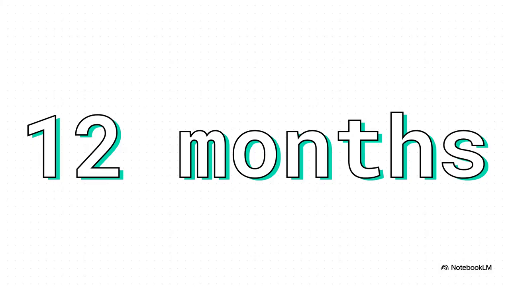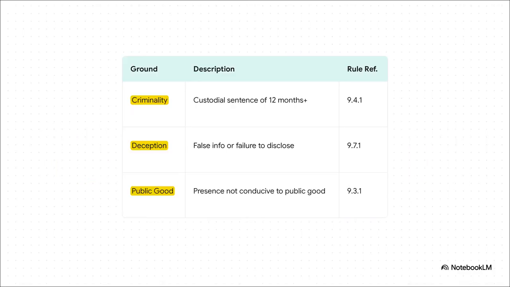Now, when it comes to a mandatory refusal, the rules can be brutally black and white. Take this number, 12 months. It might look random, but it's not. It's a hard line in the sand, and it's related to one of the most serious grounds for refusal, criminality. This table shows you exactly what that means. If an applicant has ever received a prison sentence of 12 months or more, their application must be refused. There's no gray area, there's no room for discretion. The same hard line applies if you've used deception or for that big catch-all reason that your presence is not conducive to the public good. These are bright red lines in the rulebook.